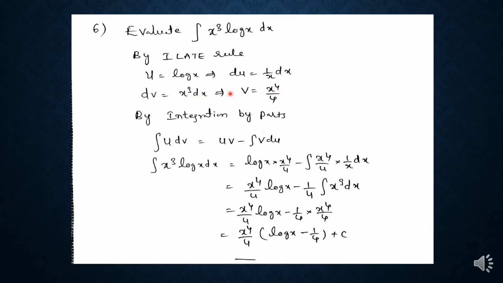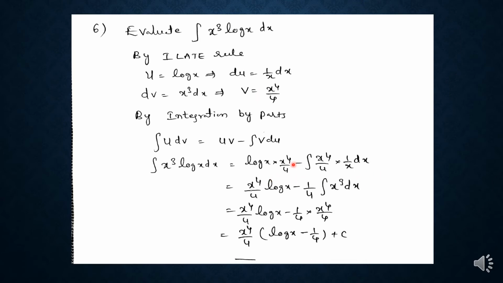So after getting the values of du and v, now substituting these values in integration by parts rule, that is integral u dv is equal to uv minus integral v du. That is integral x cube into log x dx is equal to, what is u here? Log x into what is v? x to the power of 4 by 4. Log x into x to the power of 4 by 4 minus integral x to the power of 4 by 4, that is v du. What is du? du is 1 by x dx.